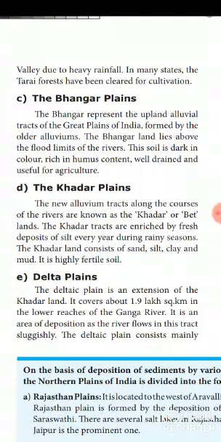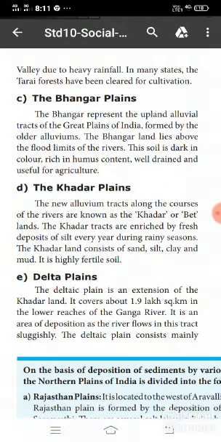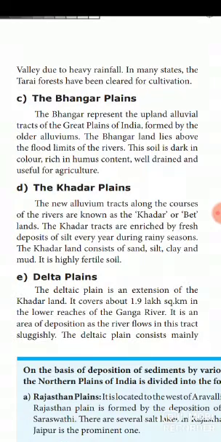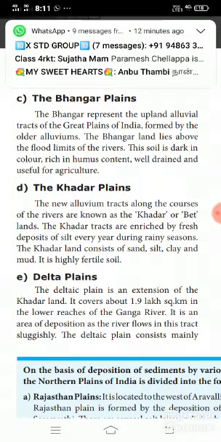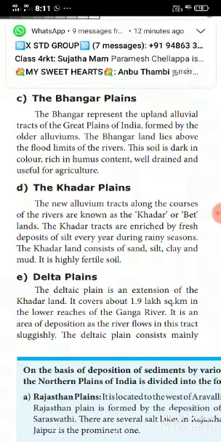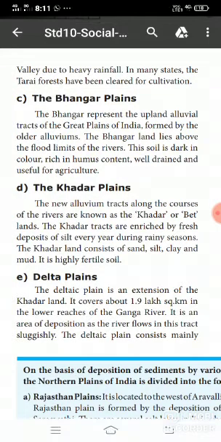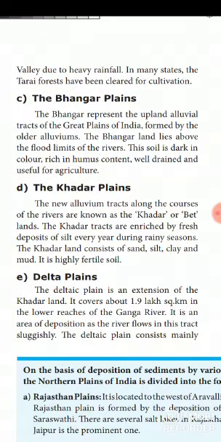Next one, Bhangar. Bhangar represents the upland alluvial tract of the Great Plains of India, formed by the older alluviums. The Bhangar land lies above the flood limit of the rivers. This soil is dark in color, rich in humus content, well drained and useful for agriculture.